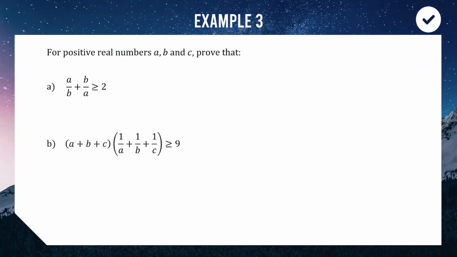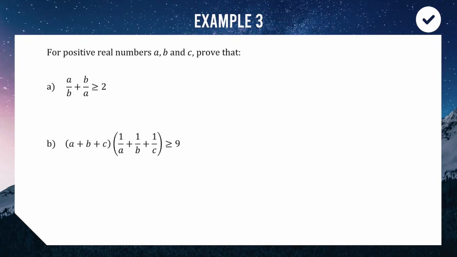All right, for part A, we are trying to prove that for a, b, and c, which are positive real numbers, a over b plus b over a is greater than or equal to 2. Like I said last time, if we rearrange this expression without fractions, hopefully that's going to be simpler for us to work with.